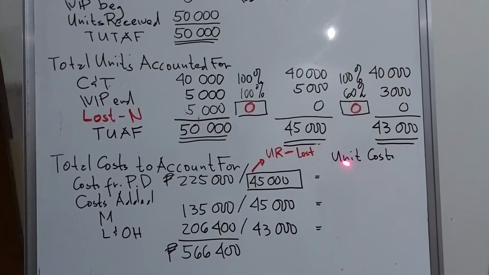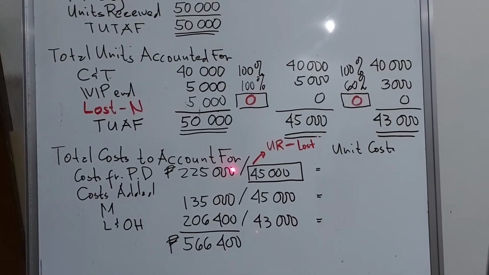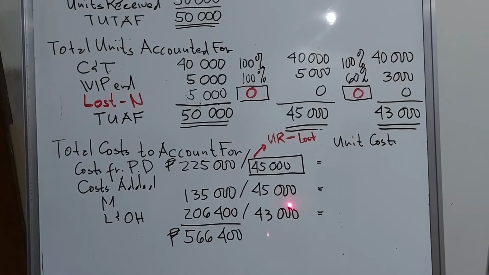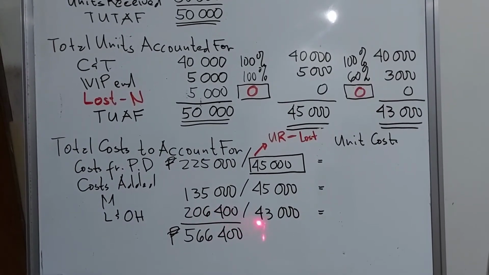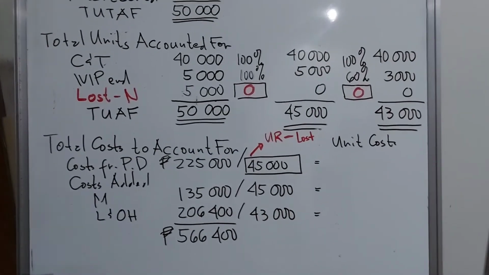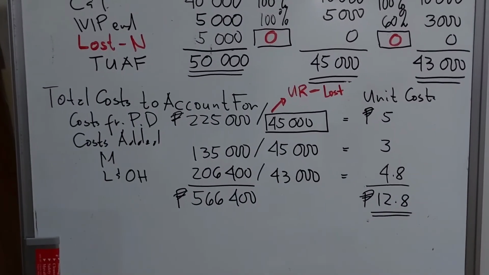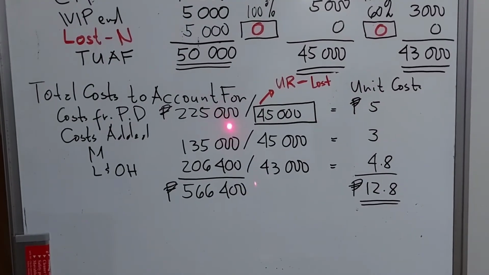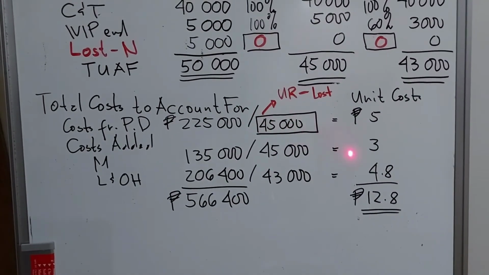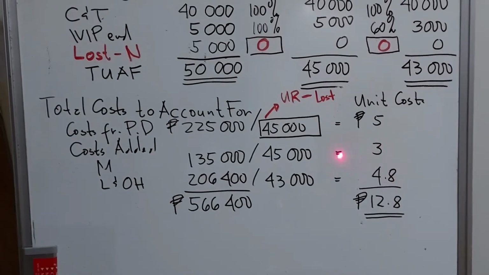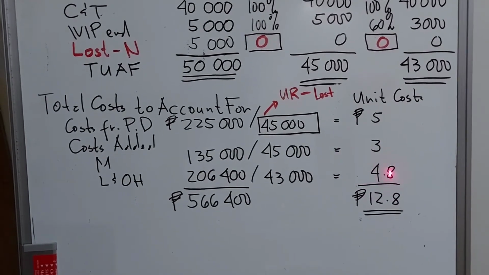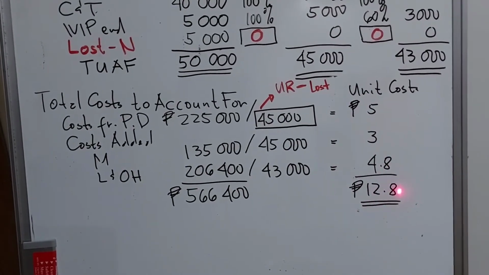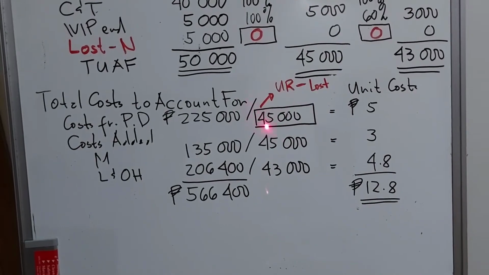Okay? So, pag kinuha natin yung unit cost nila: 225,000 divided by 45,000, 135,000 divided by 45,000, and 206,400 divided by 43,000. So, ang unit cost from preceding department ay 5 pesos. Ang materials, 3 pesos. Ang labor and overhead ay 4.8. Pag tinanong kung magkano yung total unit cost, 12.8. Okay, so na-adjust na yung preceding department.